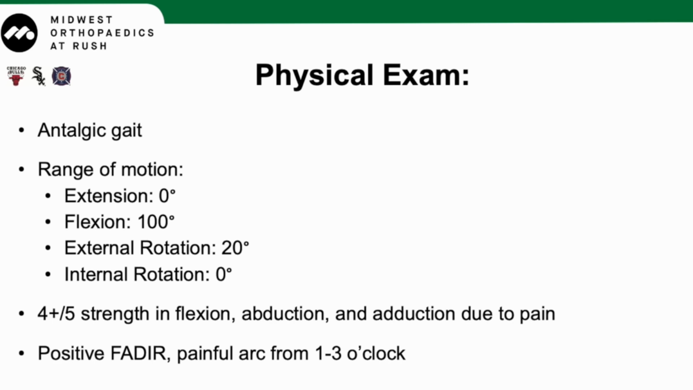On physical exam, the patient has an antalgic gait and has a range of motion consisting of full extension, flexion to 100 degrees, external rotation to 20 degrees, and internal rotation to 0 degrees. She has 4+ out of 5 strength in flexion, abduction, and adduction due to pain. She has a positive FADIR test and a painful arc of motion from 1 to 3 o'clock.